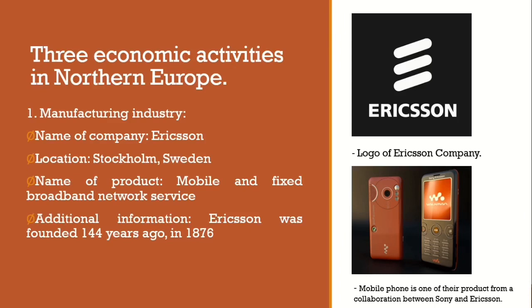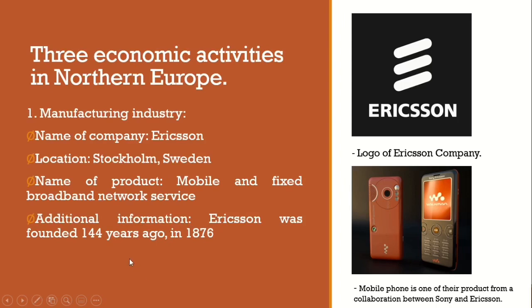So firstly, for the manufacturing industry, we have the Ericsson company. The location of Ericsson is Stockholm, Sweden, and the products are mobile phones and fixed broadband network service. So this is the logo of Ericsson, and this is the product of Ericsson, which they had a collaboration with Sony to produce the Sony Ericsson mobile phone, which was so famous in the year 2000. I once had this phone, but it's already broken and cannot be fixed.